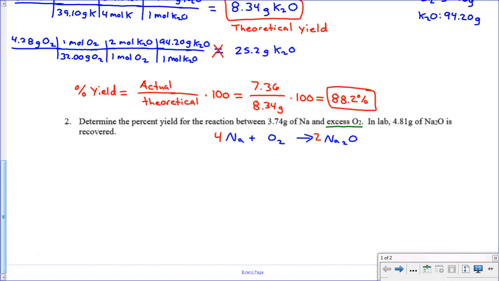So instead of having to do 2 stoichiometry problems like we did on the last one, because it says we have excess O2, we just have to convert from grams of sodium to grams of Na2O. Hopefully you can identify that this 4.81 grams of Na2O that it says here at the end is the actual yield. Again, that's what we actually recover.